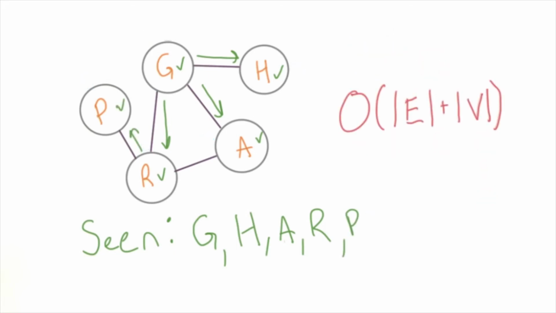The efficiency is still the number of edges plus the number of vertices. Again, we're visiting every edge and vertex during our traversal.